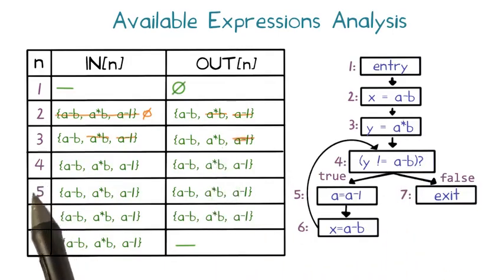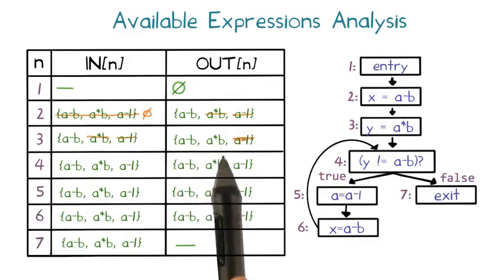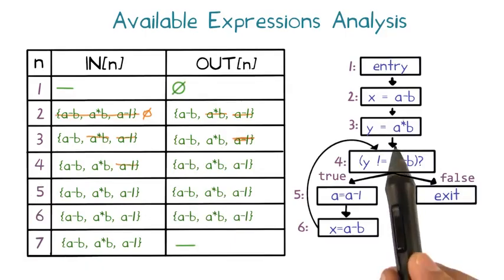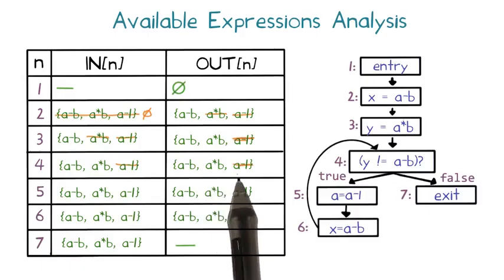Node 4 is a bit tricky. Our in set at this point is the expressions a minus b and a times b. Note that this is not the only path to this program point, but we have not computed the out set of node 4's other predecessor yet. So we'll need to make at least another pass through the table before the algorithm stabilizes. Nothing is killed at node 4, and so we copy the in set to the out set. Nothing is generated at node 4 either, and so we do not add any further expressions.